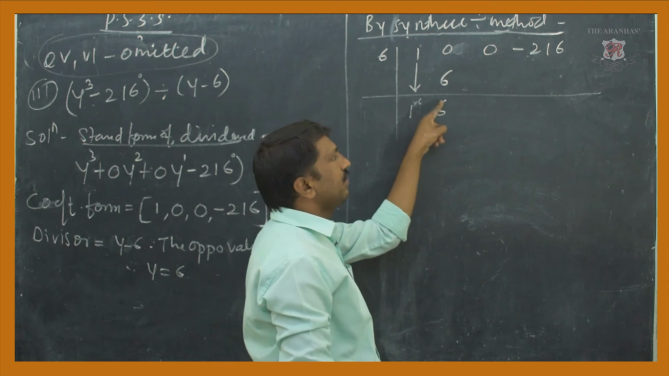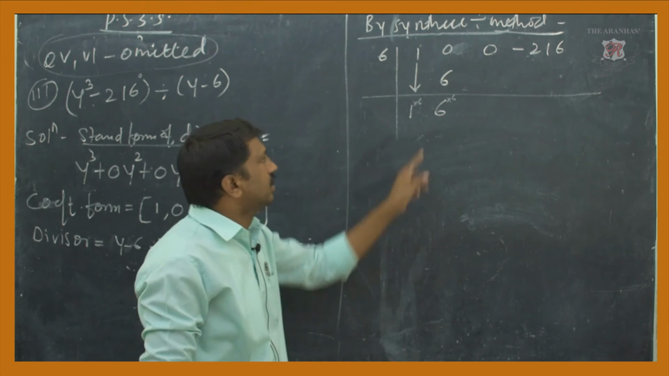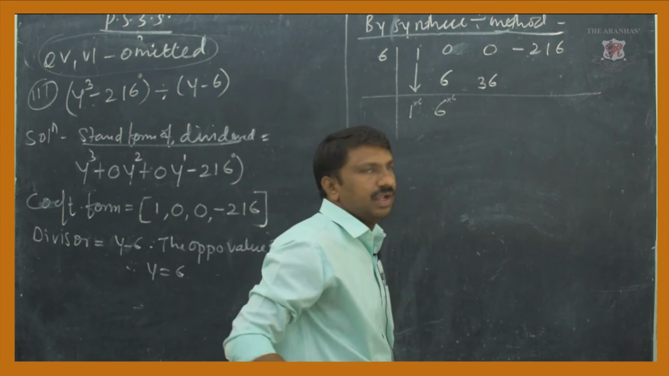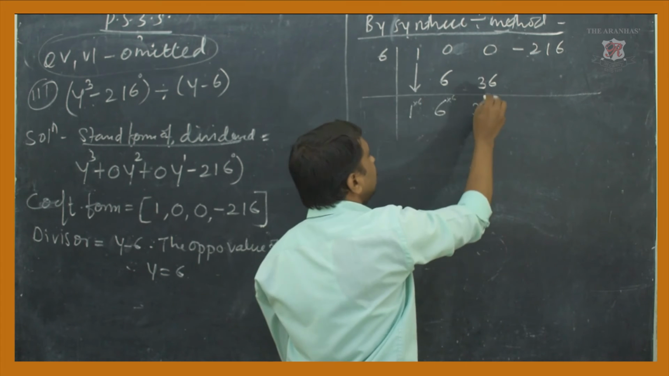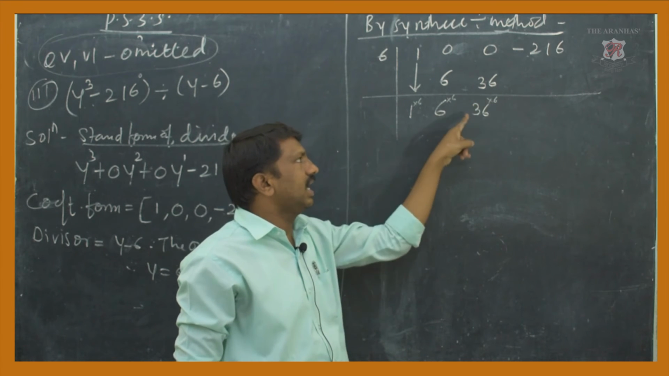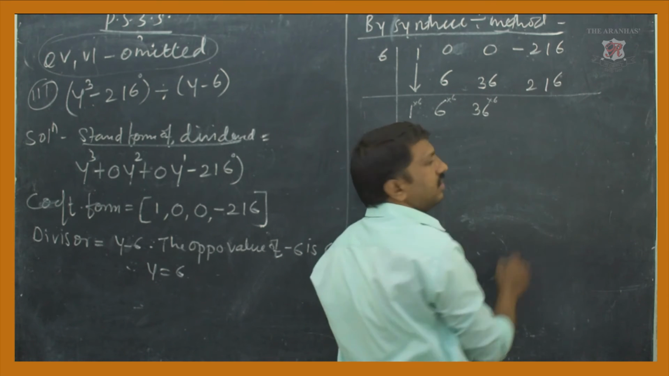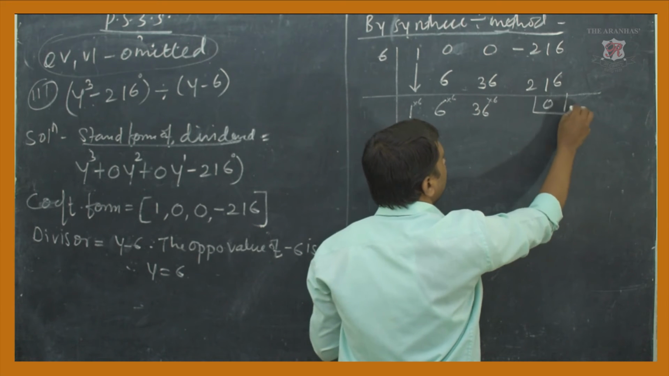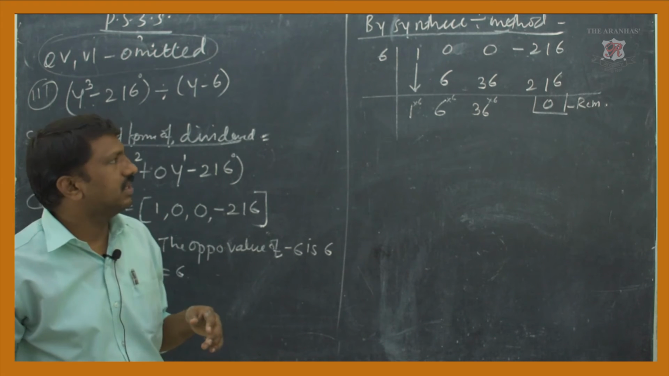Again multiply with your divisor 6. 6 times 6 is 36, it comes here. Now 0 plus 36 becomes 36. Multiply with the divisor again, times 6. 6 times 6 is 36, carry 3, 6 times 3 is 18 and 3 is 21. So 36 times 6 is 216. Now minus 216 plus 216 is 0. This is the remainder. The last simplification is the remainder.